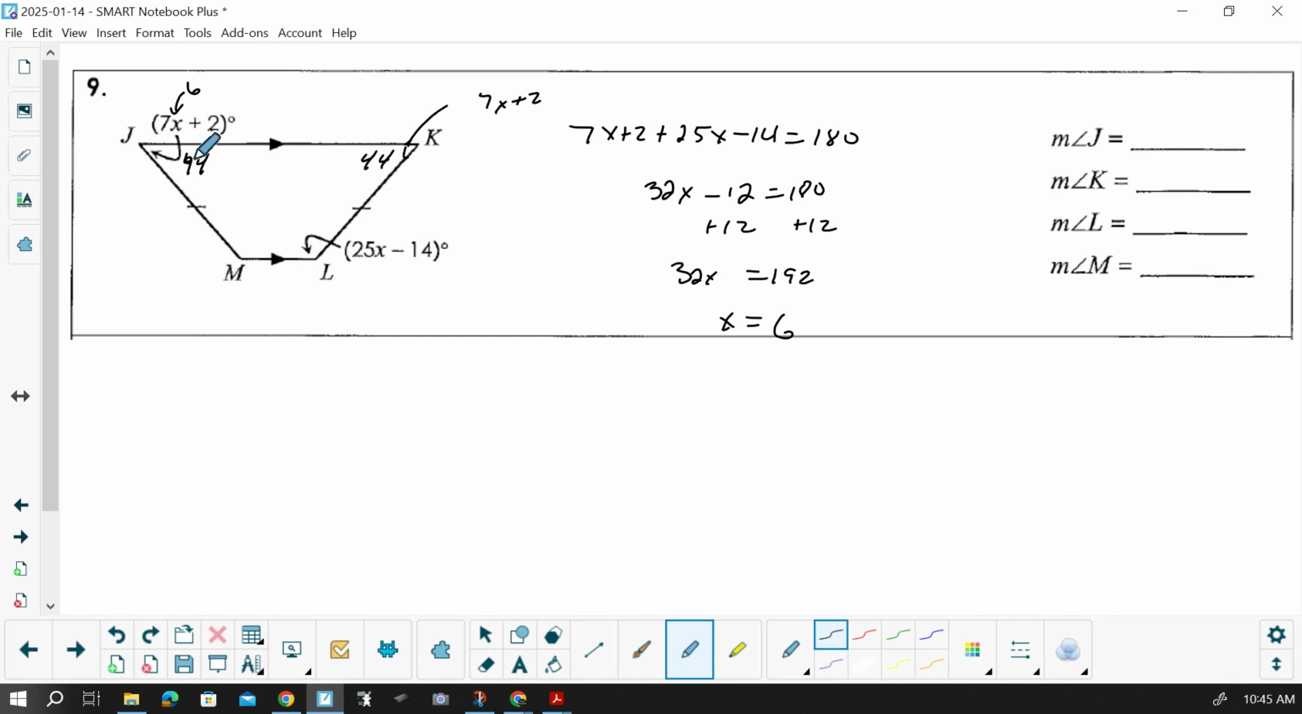All right, so that's a 44, 44, which makes these add up to 180, which means that this one down here is going to be 136, 136. You could have also plugged that 6 in right there and gotten 136 and done it the other direction. Angle J was 44. Angle K was 44. Angle L, 136. And angle M, 136. Okay.